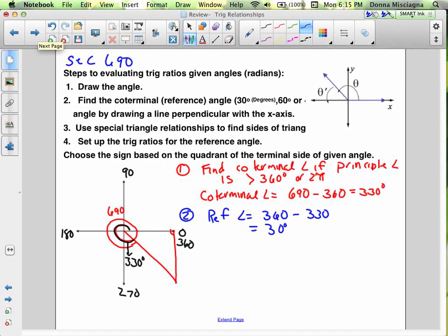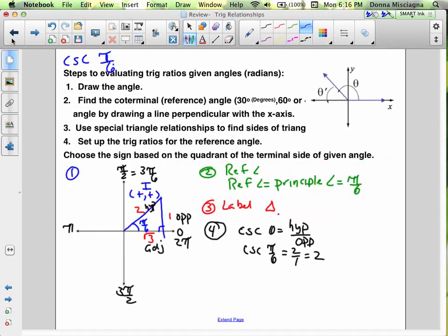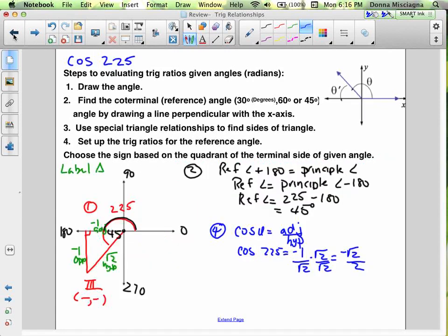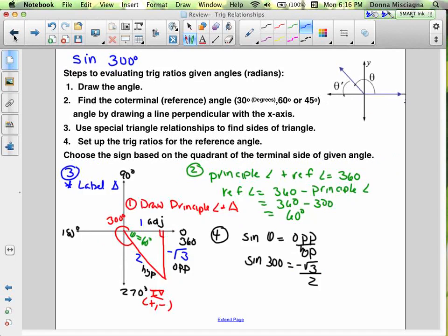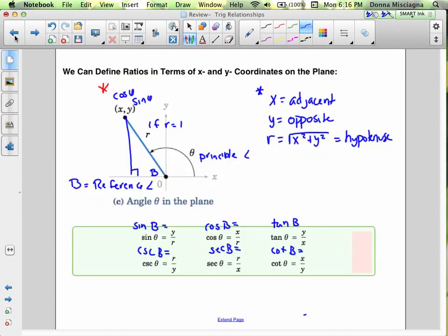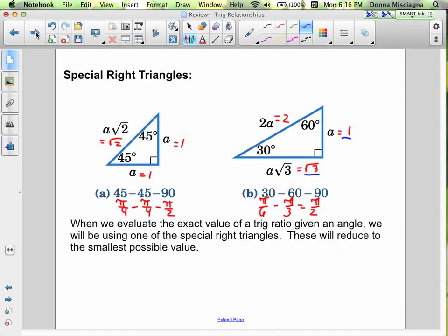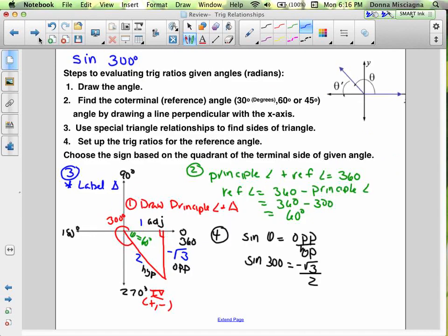And if you remember, we did a triangle like this one. It's just that this time I gave you 690, and you had to find that coterminal angle. So your reference angle is 30 degrees. And if you need help, you can always go back to the triangle back here. Opposite the 30-degree angle is 1, the other leg is the square root of 3, and the hypotenuse is 2.